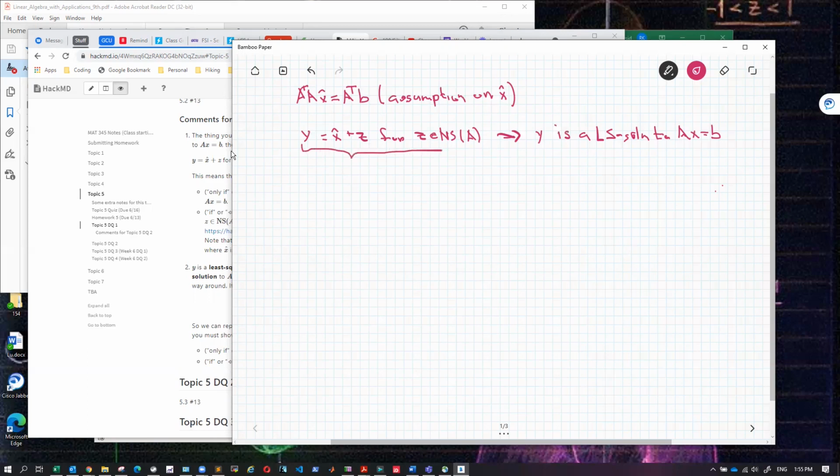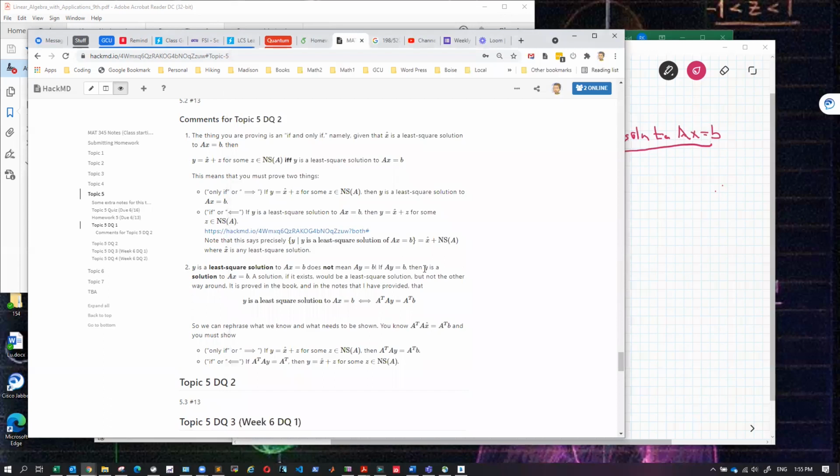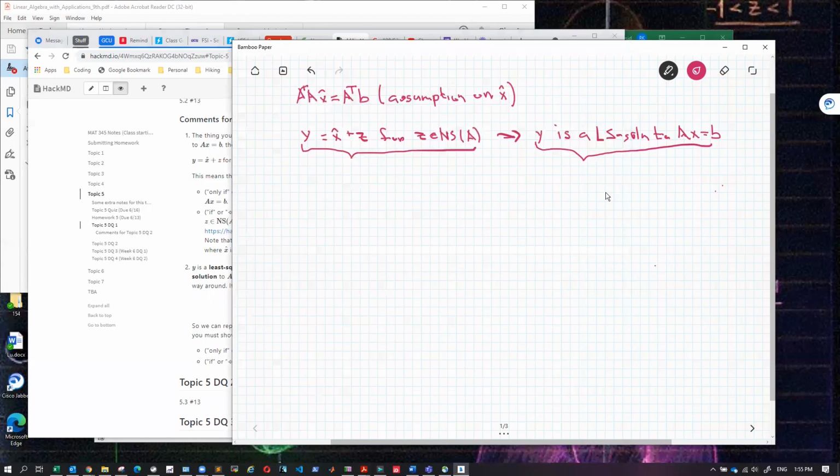We know what that means because there are no definitions to unpack here except for this bit. We know what x hat is. But what does this mean? Based on what I've just said, how do we unpack that? What do I really want to write there? What am I trying to prove? I guess that would mean that y is a least squares solution, so A transpose A y equals A transpose b. Good, so that's what we're trying to prove here.